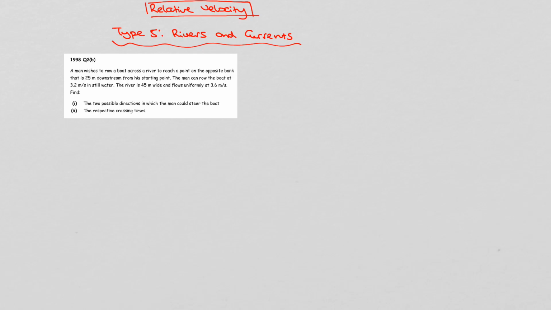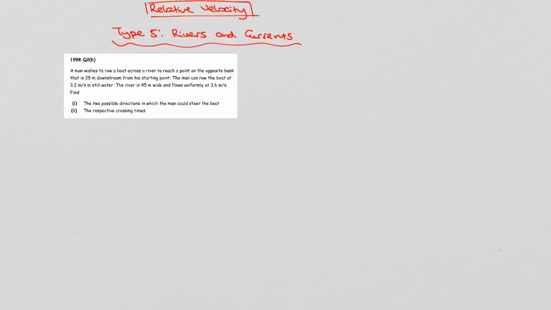Relative velocity, type 5, rivers and currents. So normally when we're looking at rivers and currents, if we want to look for shortest time or shortest distance, we have two different routes to take. For our shortest time, we generally head straight across the river and the river pushes us down the stream.